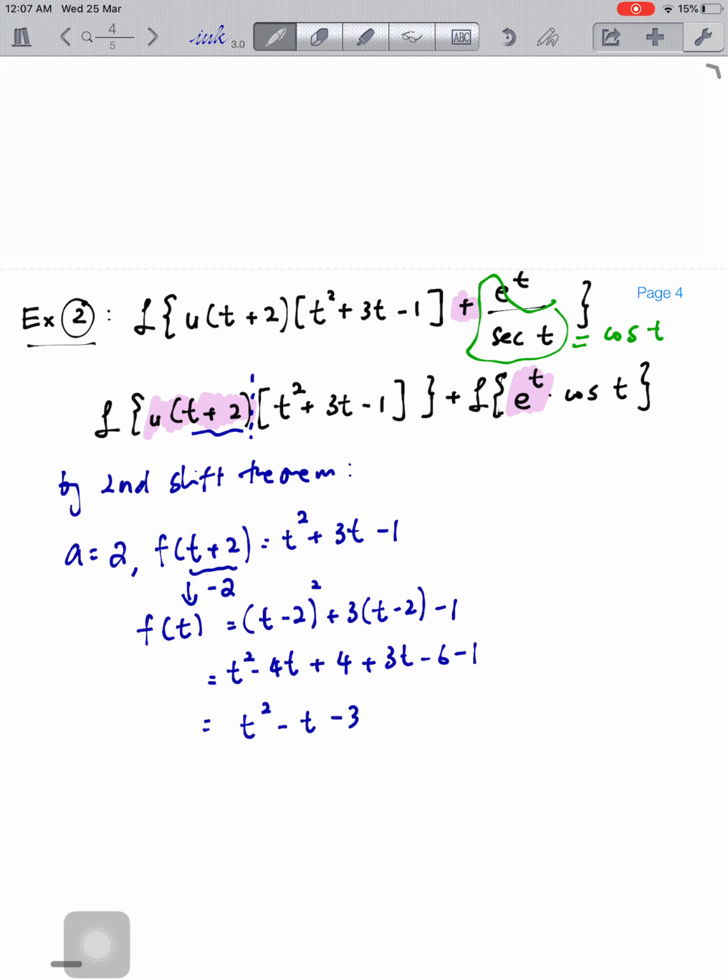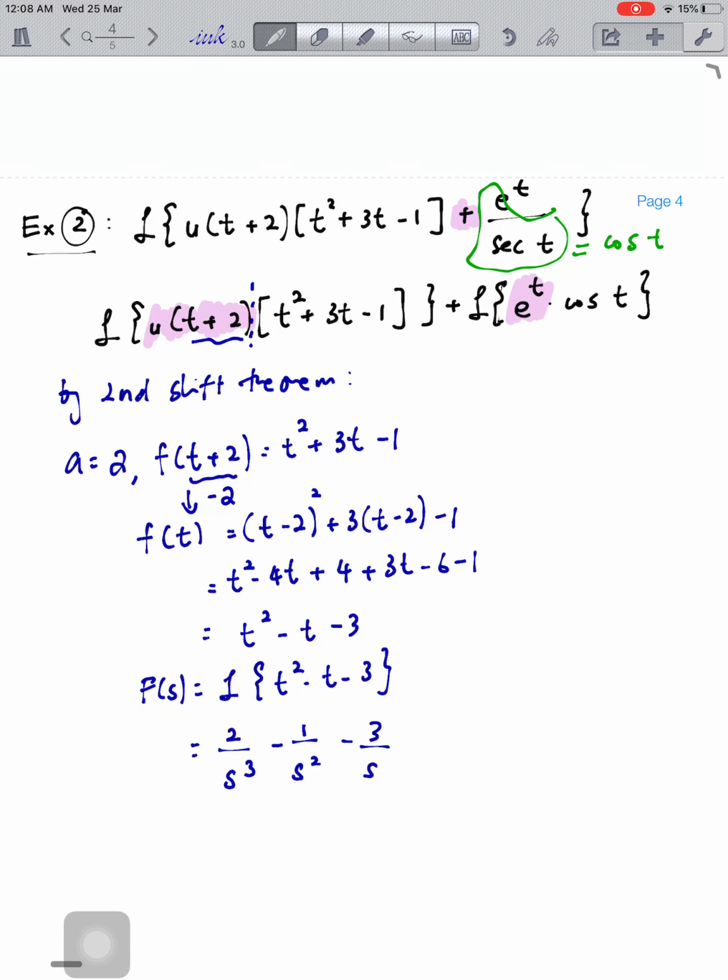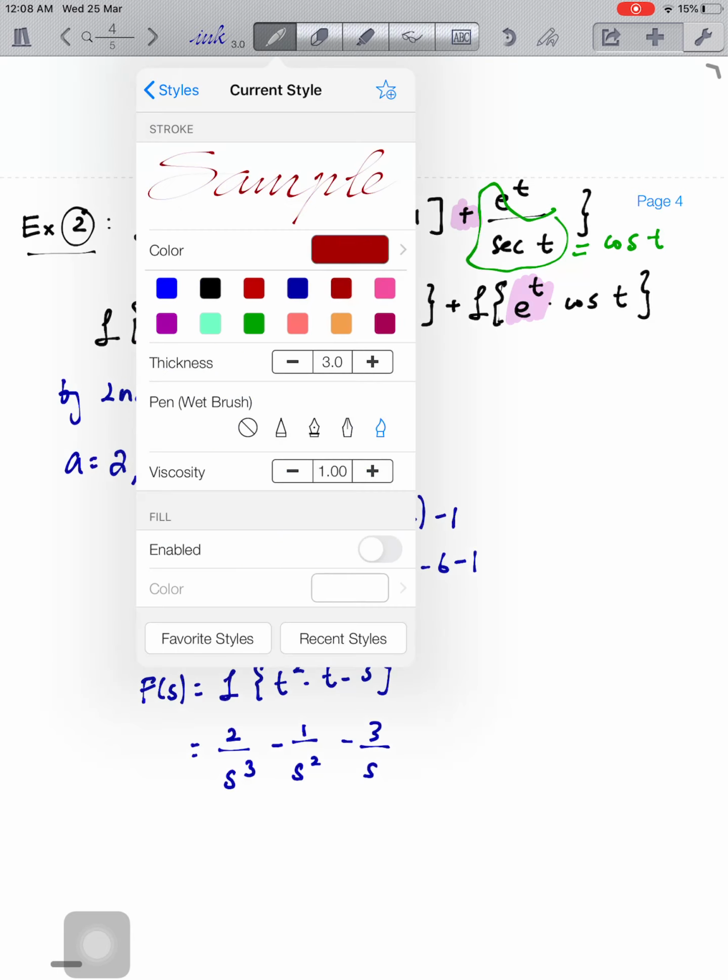Alright, so what I'm going to do next is find the Laplace transform of that by converting this to f of s. So I'll have the Laplace transform of t squared minus t minus 3, and that will be 2 over s cubed minus 1 over s squared minus 3 over s. That will be the outcome, right? So that is going to be one part of the calculation, which is the first term, to Laplace the first term.